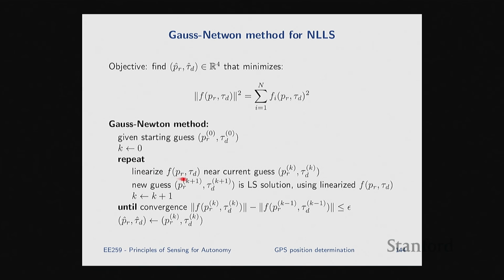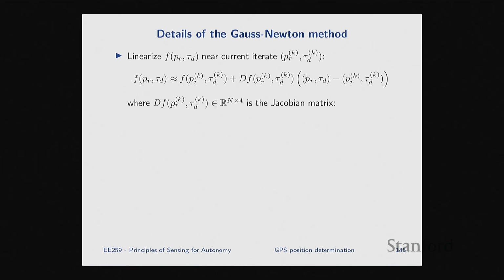But again, at each step you linearize your f near the current guess, and then your new guess is the least squares solution using the linearized version of f, and then you update and continue until convergence. And by convergence we mean the value of the f that you're trying to minimize at the current iterate minus its value at the previous iterate, if it's less than some threshold that you can decide, then you call it good and you stop. Okay? All right, so let's go one step deeper and actually derive what the linearization looks like for this.